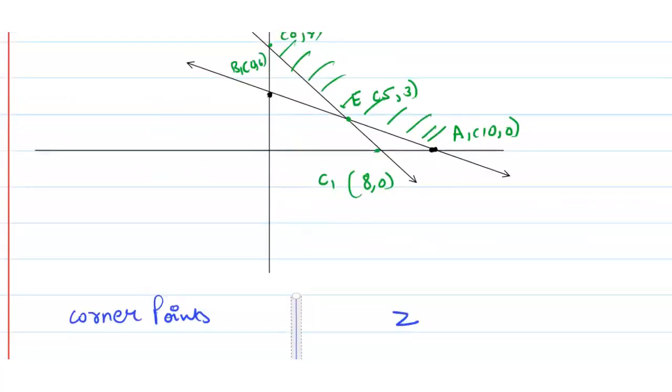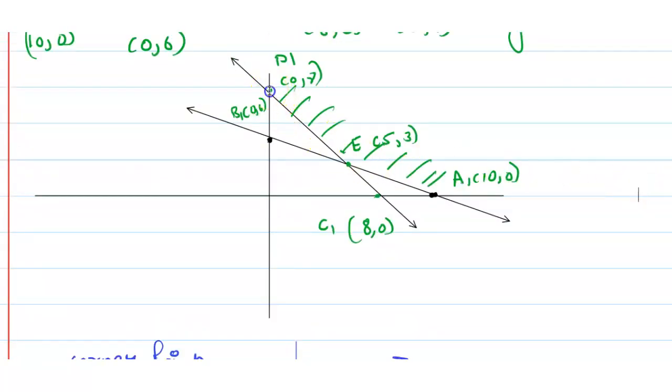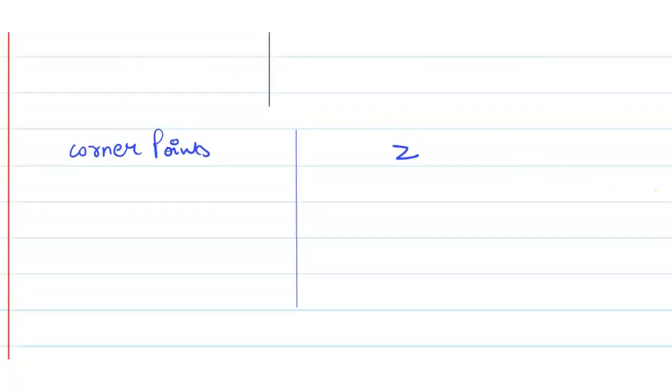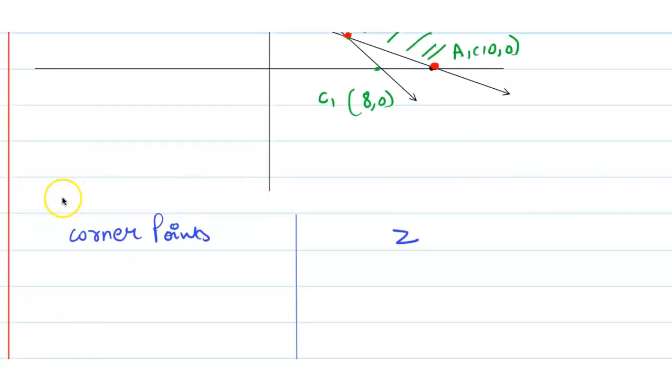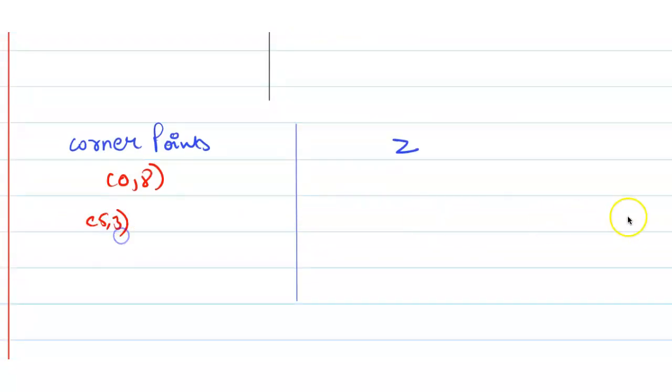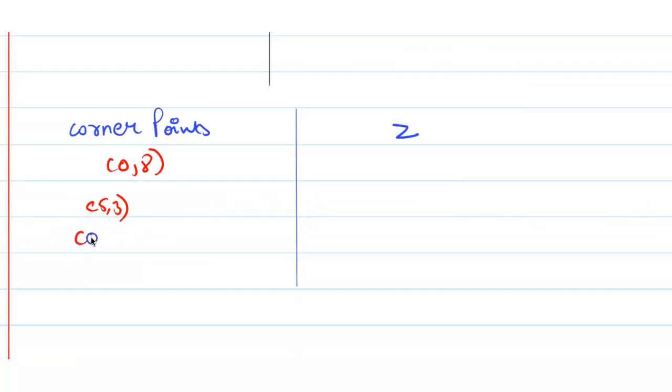Now what are the corner points here? Corner points and Z here. Okay, so here your corner points are this D1, right? This D1 here, then you have this E here, right, and this your A1 here. So these are your corner points. What are these points? 0, 8 and 5, 3 here, and your third point is 10, 0.